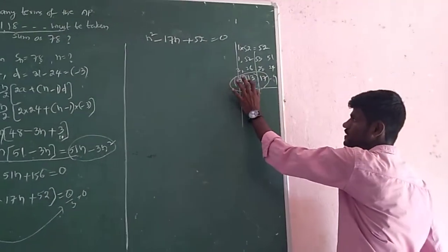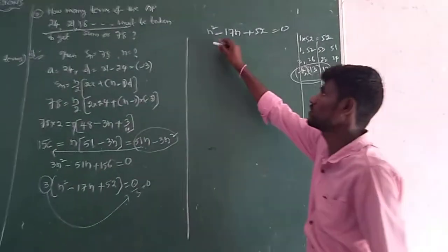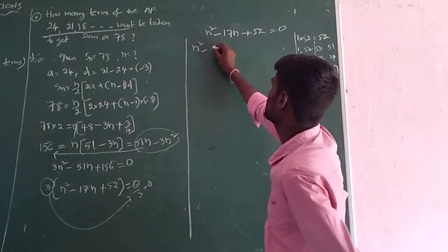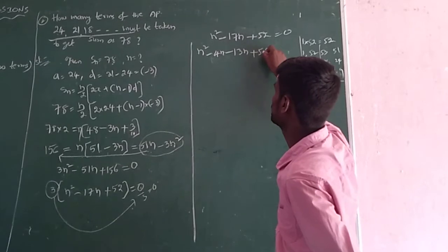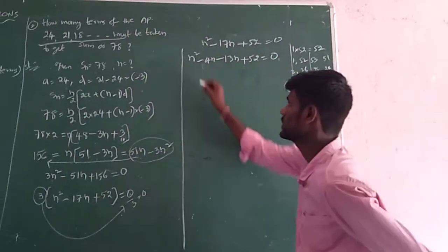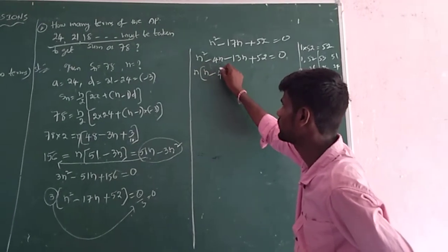If you multiply minus into minus plus 4 into 13, 52 again we will get. So n square minus 4n minus 13n plus 52 equals to 0. Now in these two, n is common. If you take n as common, what will we get? n minus 4.